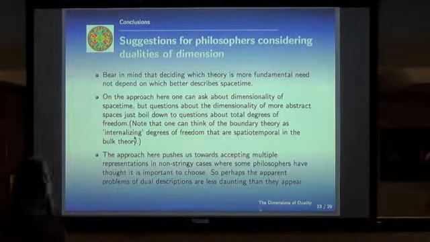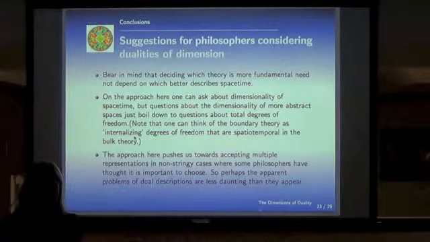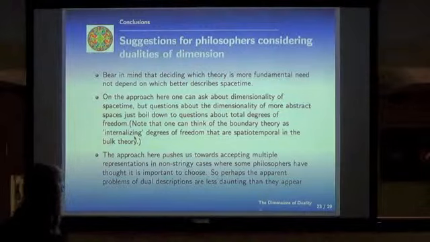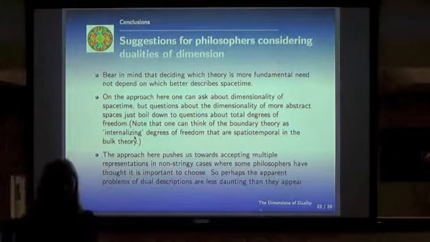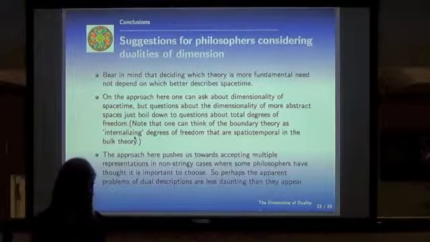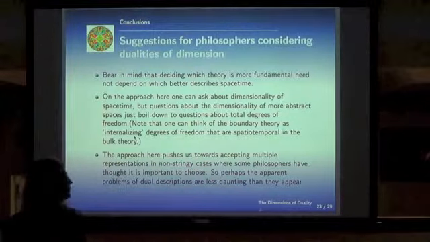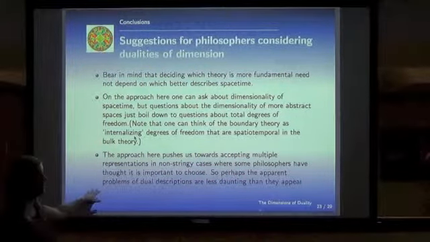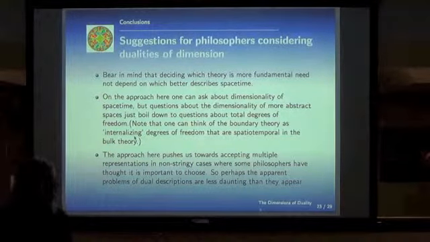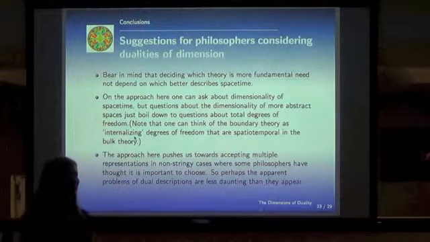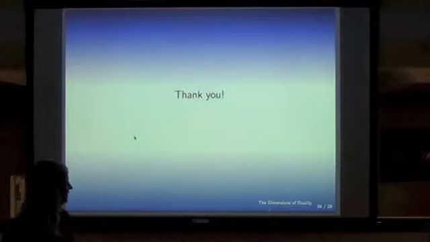The approach here pushes us towards accepting multiple representations in non-stringy cases where some philosophers have thought it was important to choose. So the idea is that we have these debates in ordinary philosophy of physics where we've been thinking that we have to pick a representation, and I think we don't. But once you accept that, it also means that the apparent problems of dual descriptions are a little less daunting than they appear, because there are more cases in more ordinary physics where we have to accept that we can have competing representations of the same reality. That's actually it.